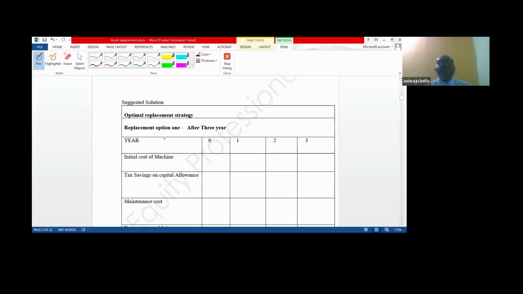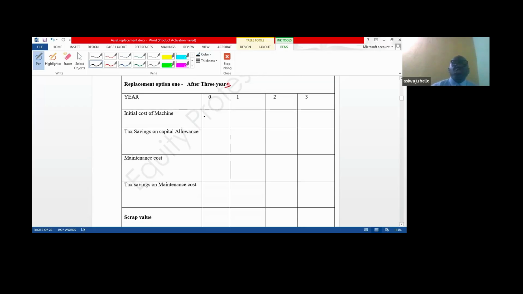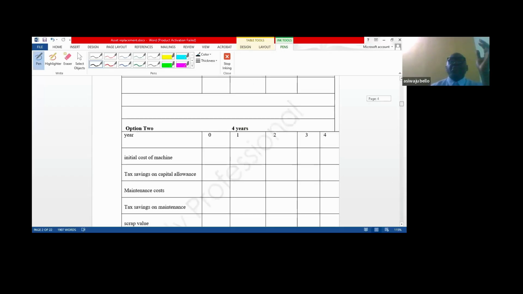First, replace after 3 years. Of course, we have to buy the machine. The machine will cost, that will be in year 0. We are going to buy the machine for 240,000 naira. Now, capital allowance. If I buy the machine, I'm going to incur 240,000. I need to claim capital allowance.